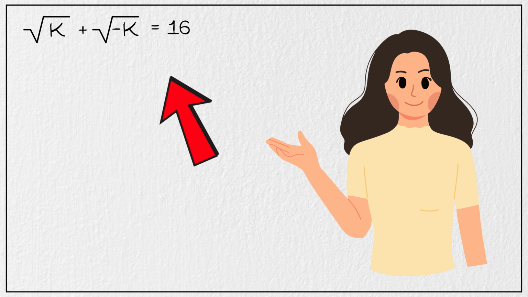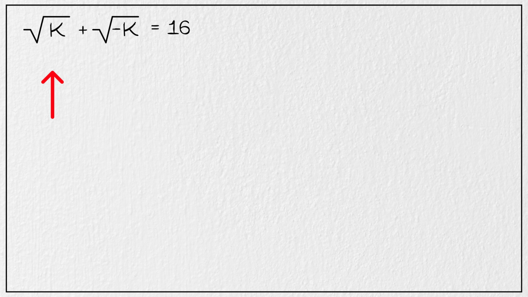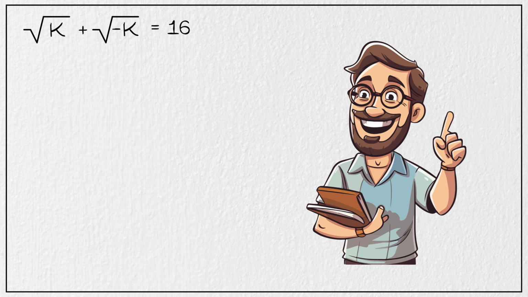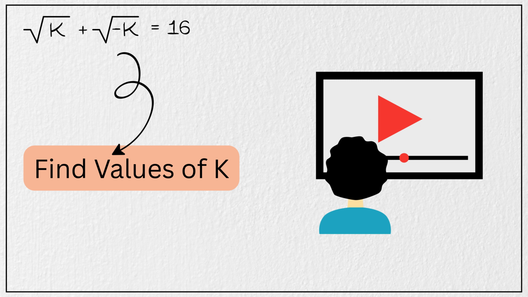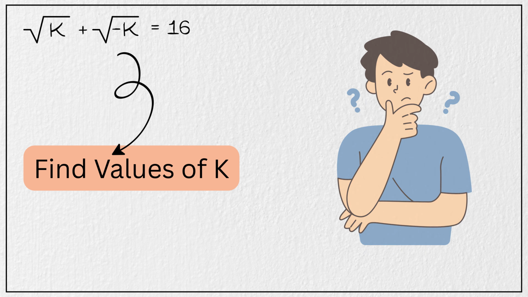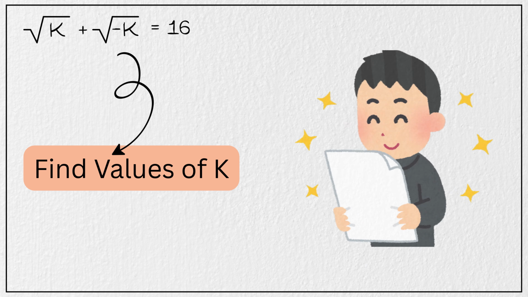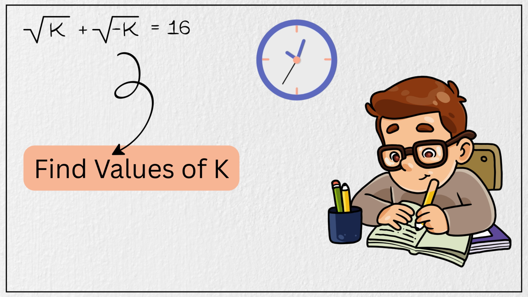Can you solve this classic math Olympiad problem? We are given an equation: the square root of k plus the square root of negative k equals 16. Our goal is to find all possible values of k. You can pause the video and take a moment to think about it, and when you're ready, you can always come back to verify your answer.